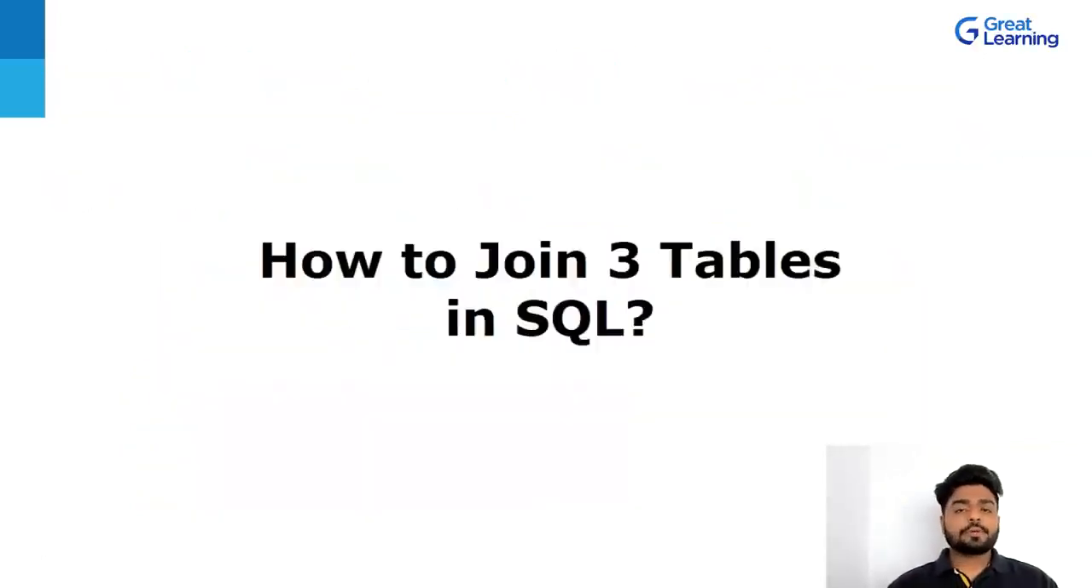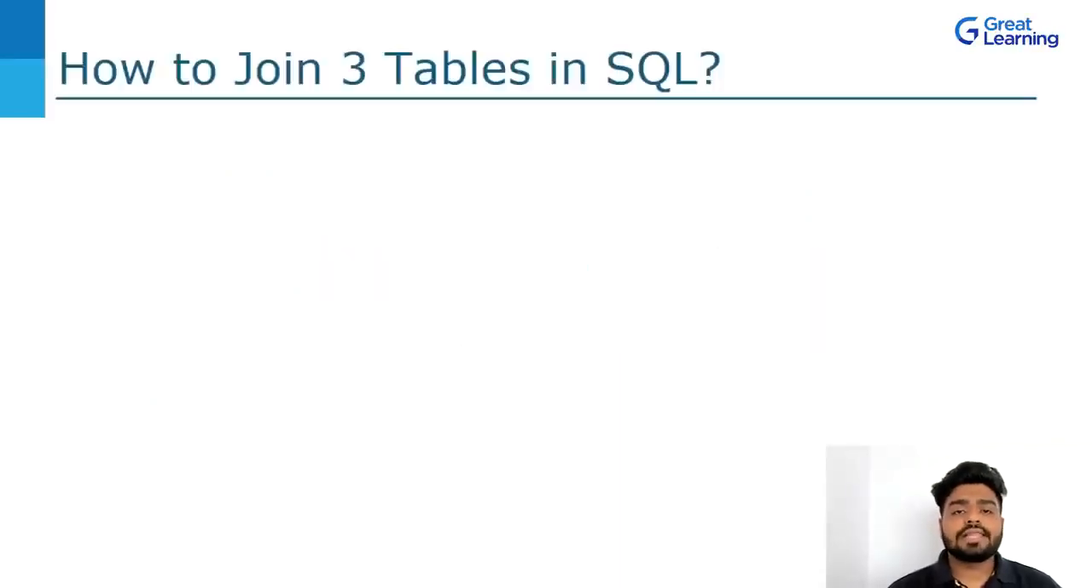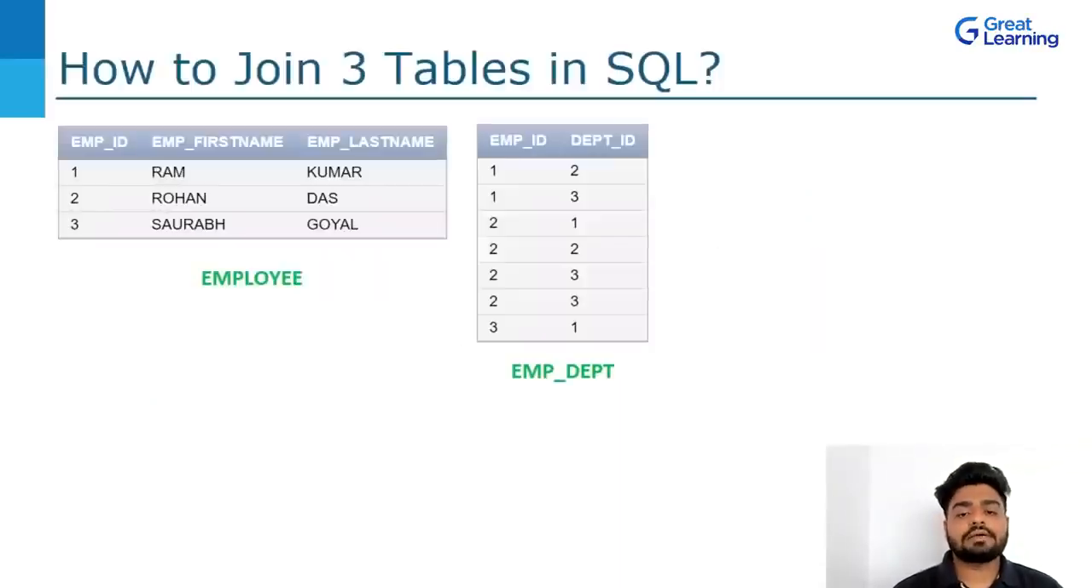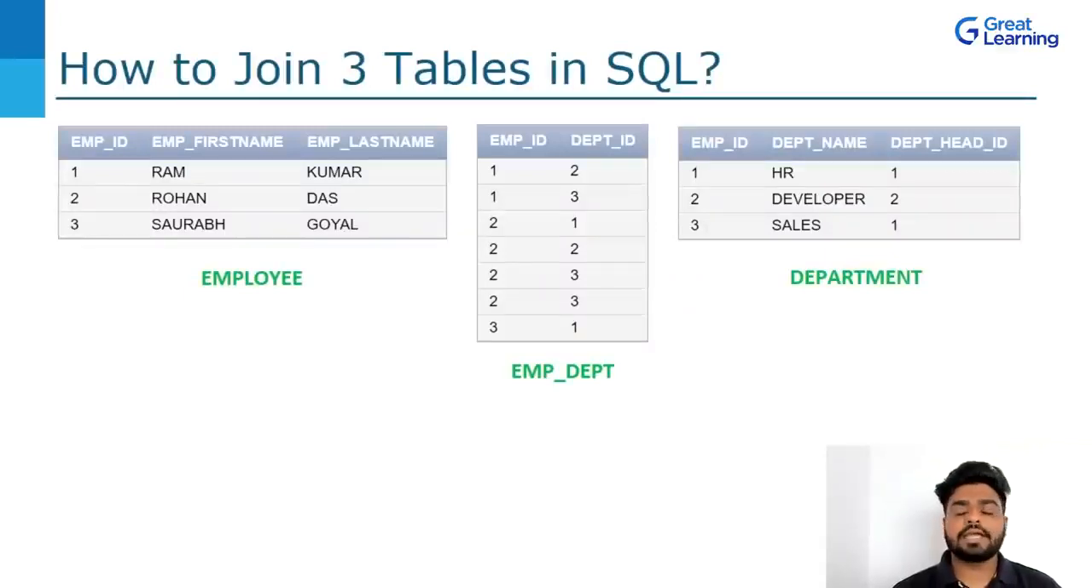Now the very important topic and the last topic in joins, which is how to join 3 tables in SQL. Let's first consider 3 tables. We have employee, employee department and department. Very small tables for this particular example. We have employee, where we have employee ID, employee first name, employee last name. We have employee department, where we have employee ID and department ID. We have department, where we have employee ID, department name and department head ID.